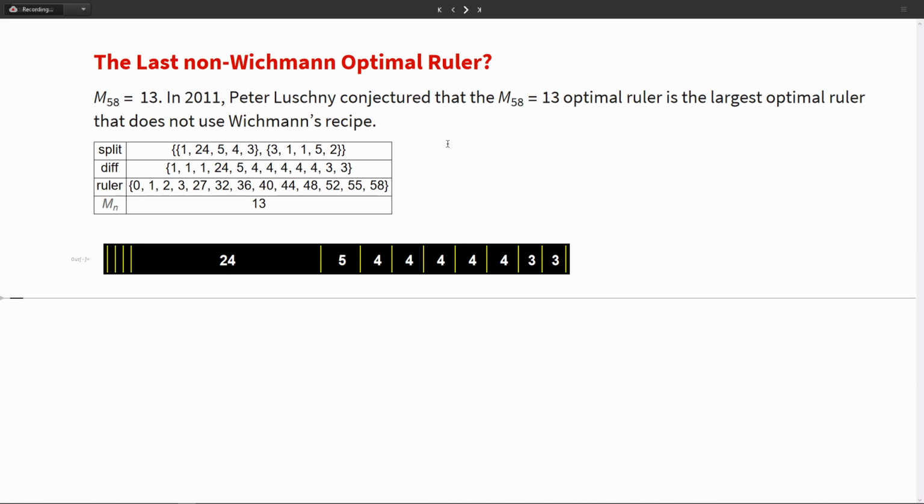We do know that this is the last one up until length 213, because there's been a brute force search up to that.